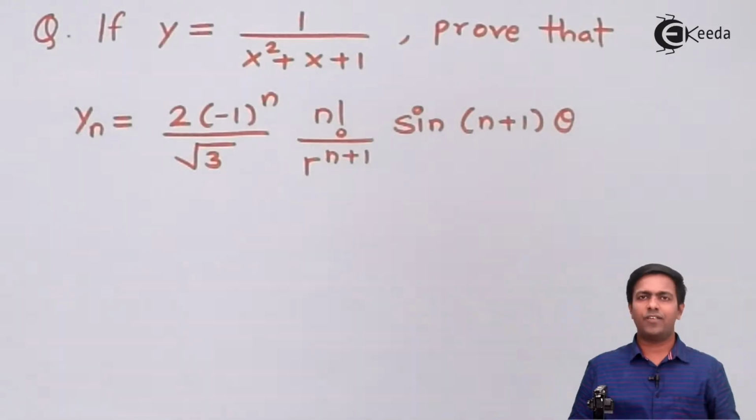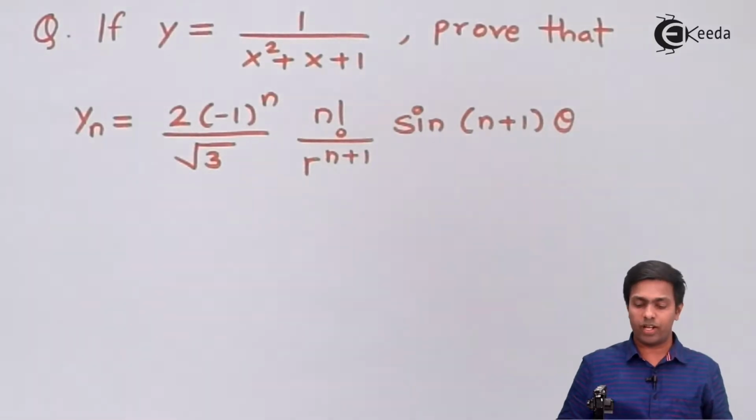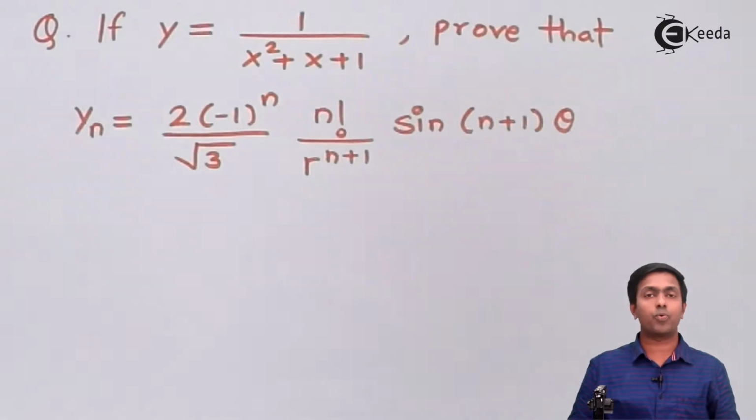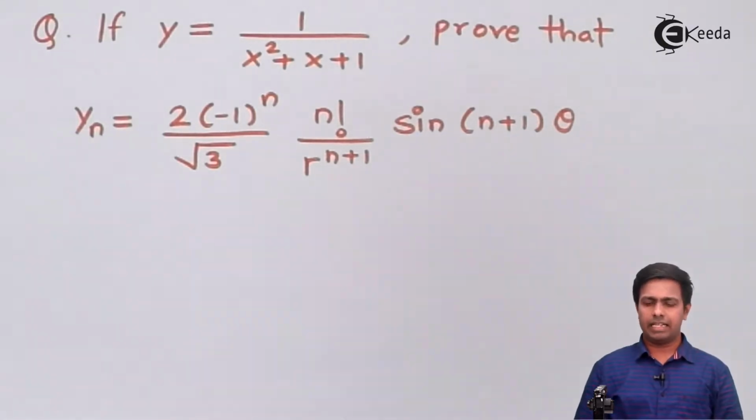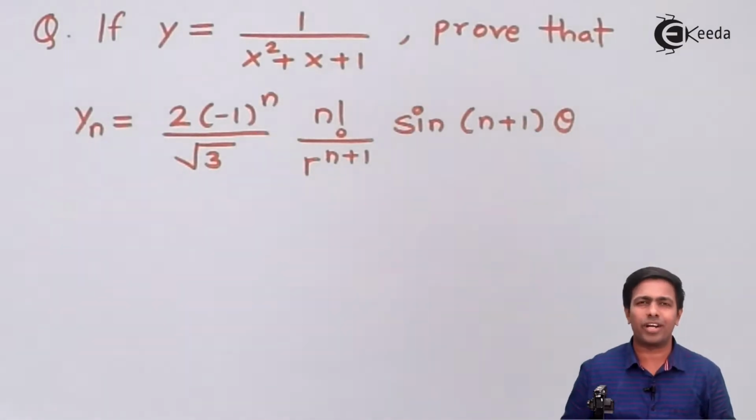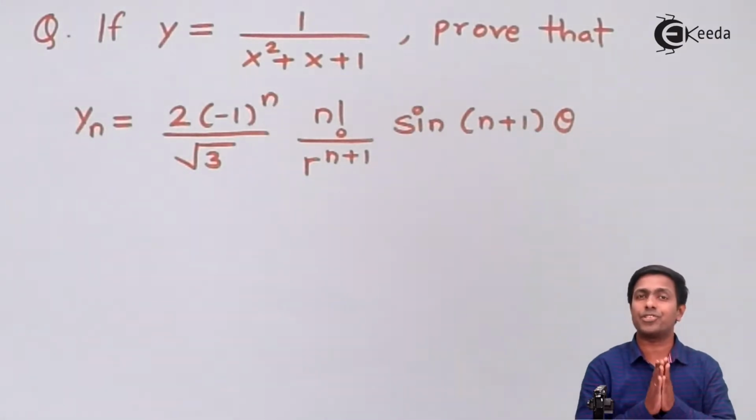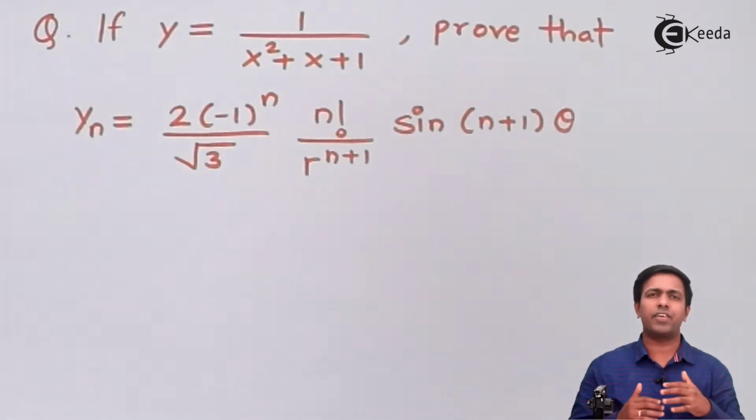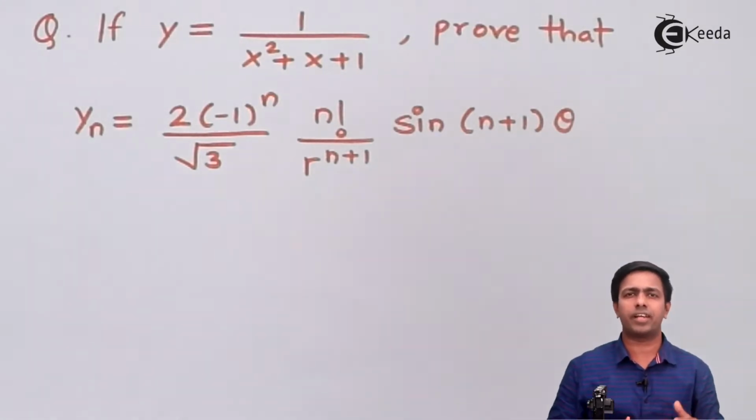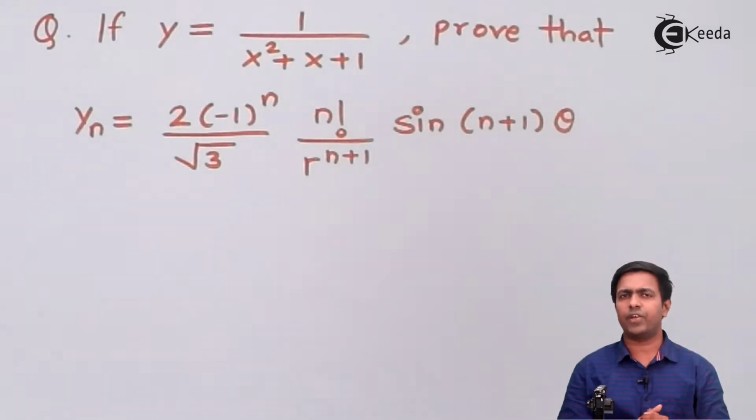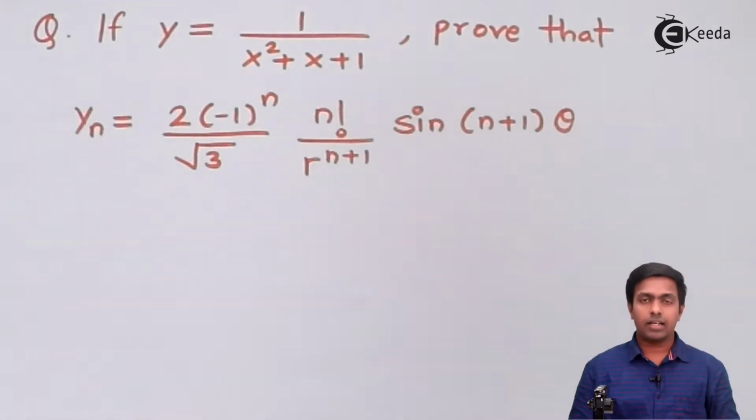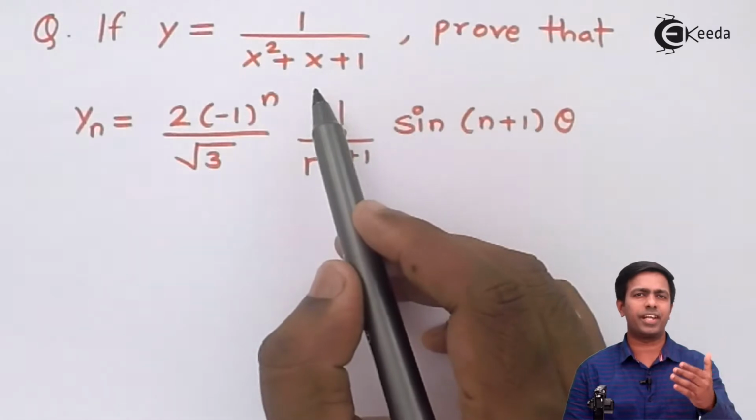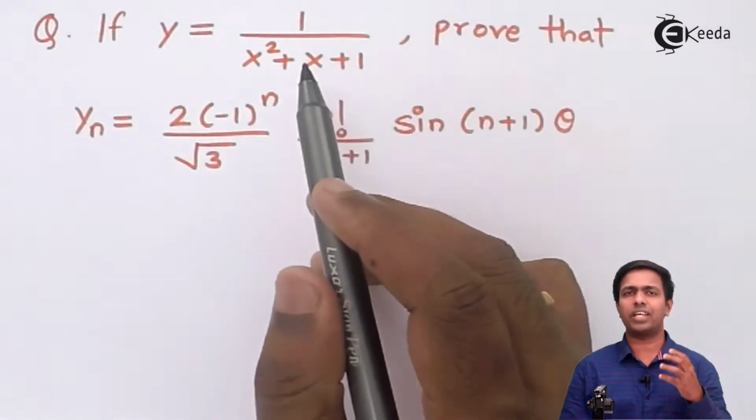So now here the value of y is given as 1 upon x square plus x plus 1, and we have to prove the following result. That is, we have to find out the value of nth derivative of y. So guys, here if you observe the value of y, then in the denominator we have the quadratic equation, and whenever we have the quadratic equation in the denominator, that time we can't find out the nth derivative directly. So to get the nth derivative, we have to convert that quadratic equation to the linear equation, and then we can find out the nth derivative.